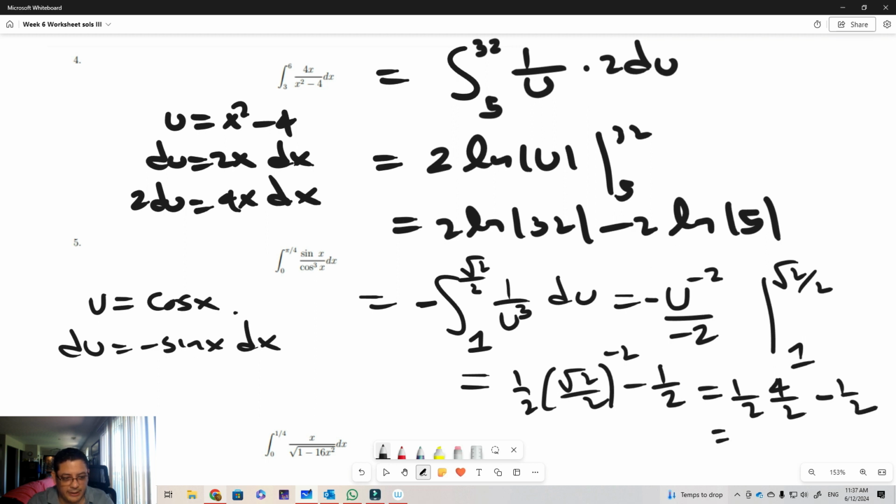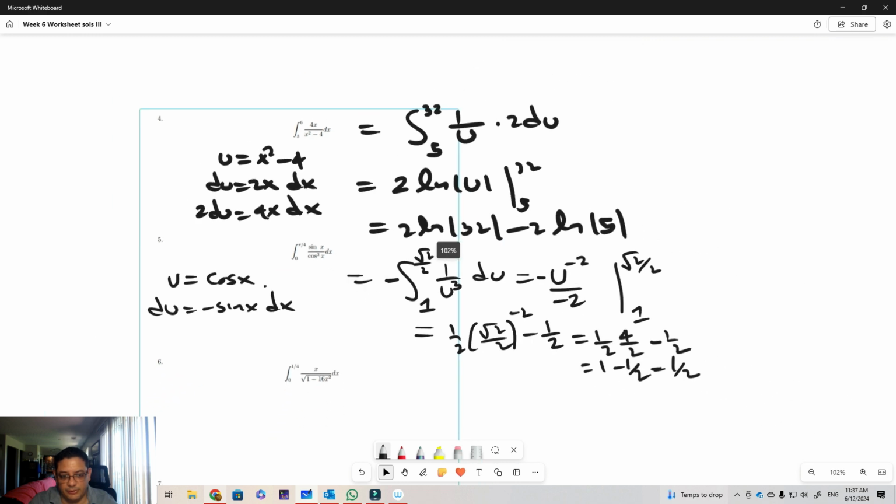We simplify a little bit. This is 4 over 2, which is 2. With this is 1. 1 minus 1/2 is just 1/2. And that'll be the end result for that integral.